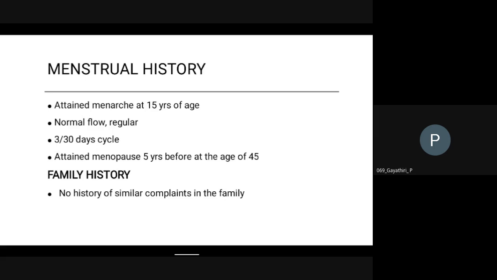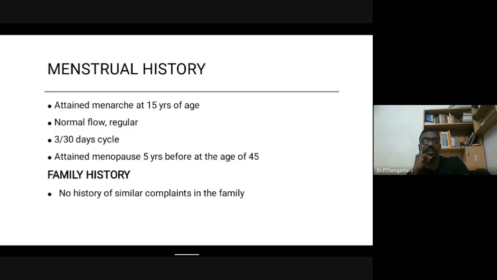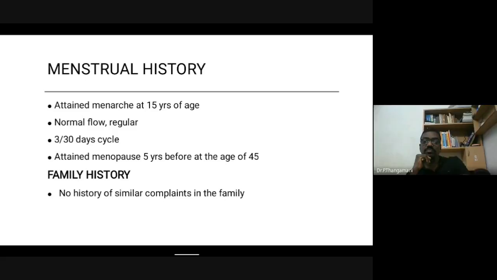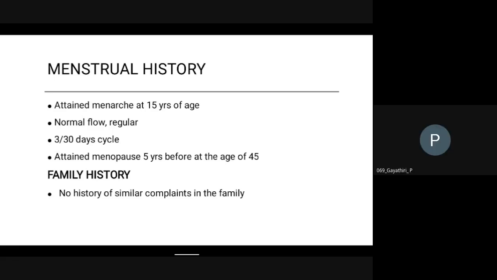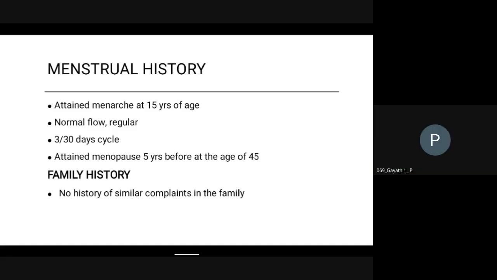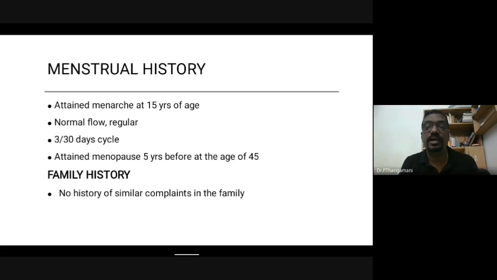Age of 45. Family history: there is no history of similar complaints in the family. What diseases of thyroid are running in family? Gayatri, tell me. Sir, peroxidase deficiency, in the enzyme peroxidase deficiency. Very good. MEN syndrome runs in families, sir. What is one common thyroid disease which is a component of MEN syndrome? Medullary carcinoma, sir. Yes, it is medullary carcinoma. It can run in families.